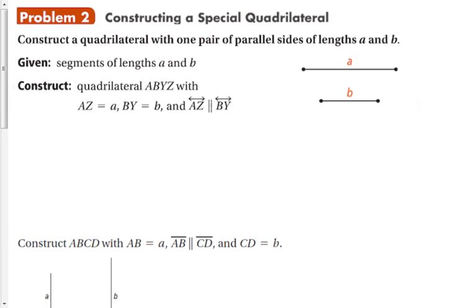All right, in this example, we're going to actually construct a quadrilateral. We want one pair of parallel sides. So one set of parallel sides, that's a trapezoid. And those parallel sides should have these two lengths, A and B. So let's just start by drawing an arbitrary line. And let's use our compass to create a segment of length A on that line.